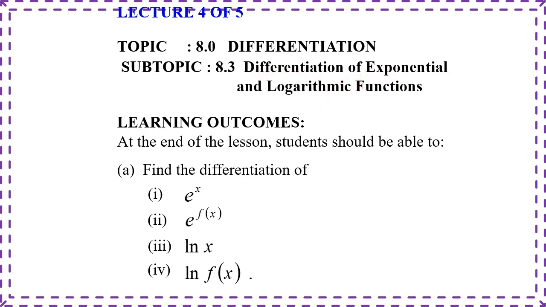Today we are going to continue with lecture 4 of 5 for the third subtopic, which is differentiation of exponential and logarithmic functions. For this lesson, students should be able to find the differentiation for exponential functions, which is e to the power of x and e to the power of a function f(x). And for the logarithmic function, students should be able to differentiate the natural log of x and the natural log of a function f(x). Okay, so let's move on.